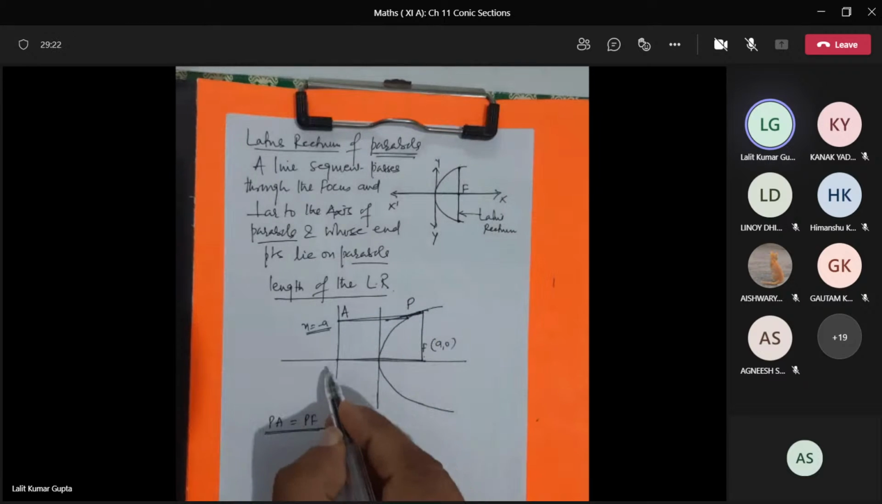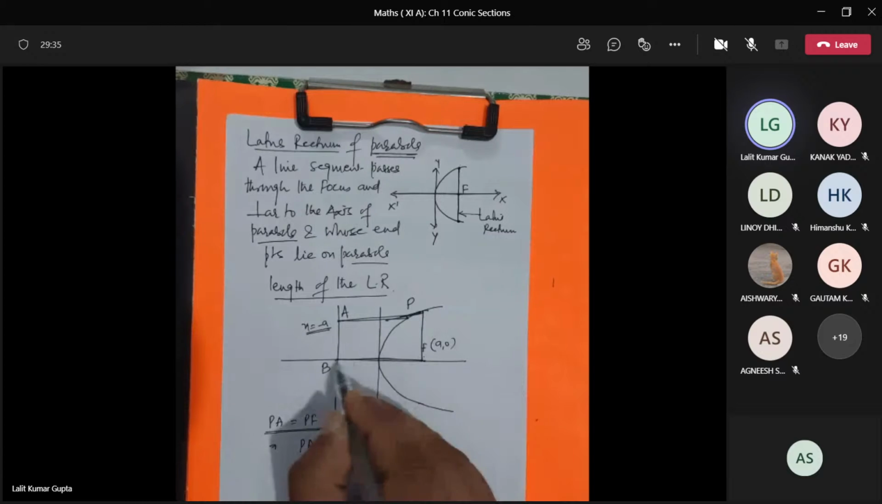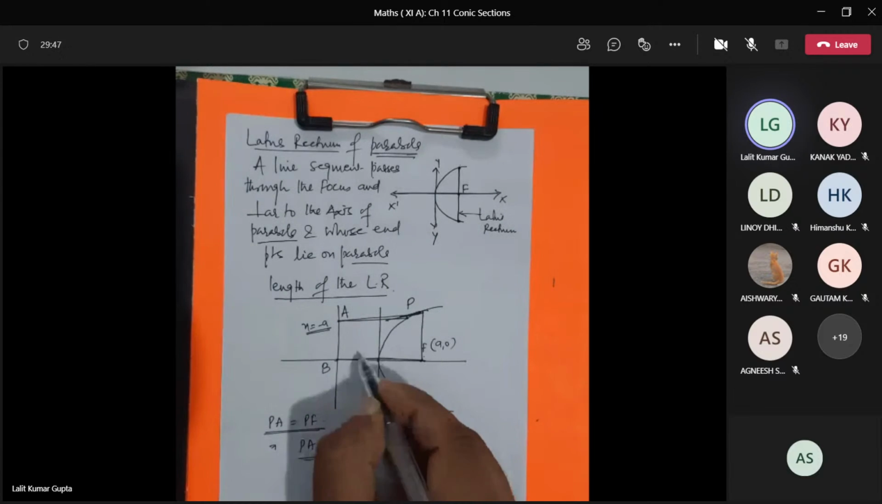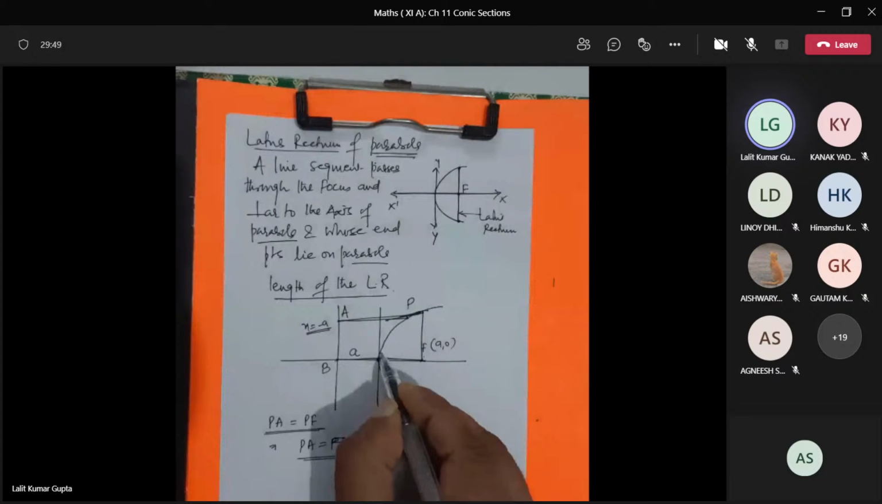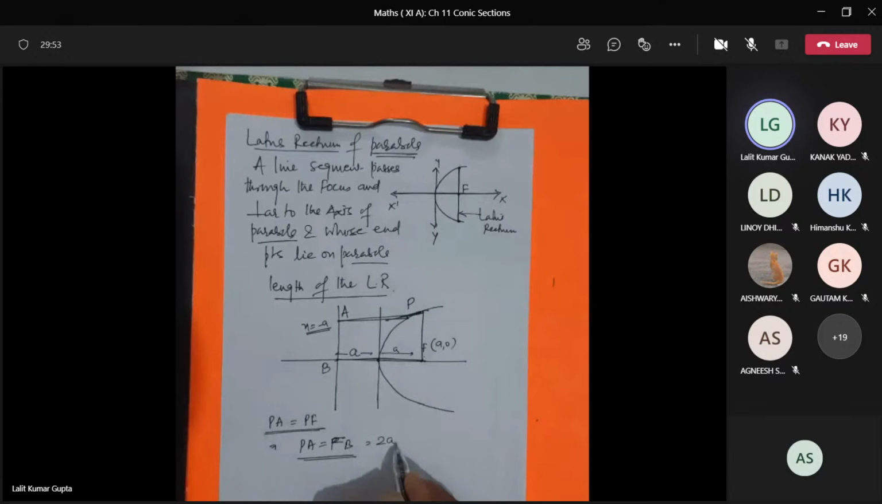And let us name this point B. So it is also clear that PA is equal to what, beta? Tell me. This implies that if PA is equal to PF in this situation, then this point gives PA equal to FB. And what is this distance, beta? From the origin, this distance is a and this distance is also a. So this is equal to 2a.